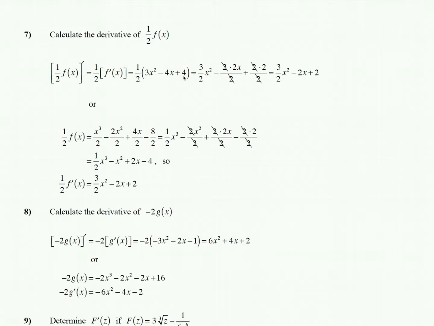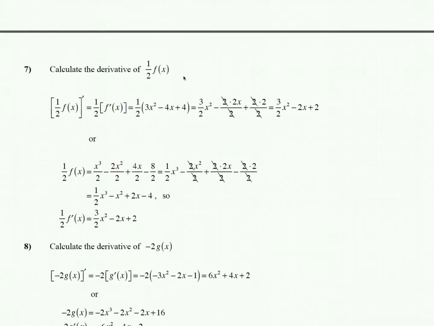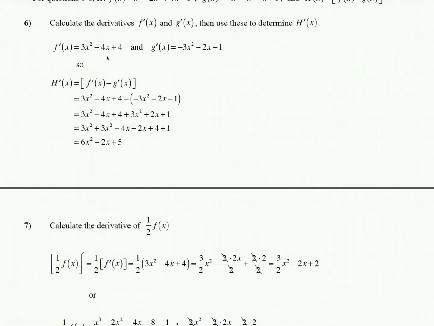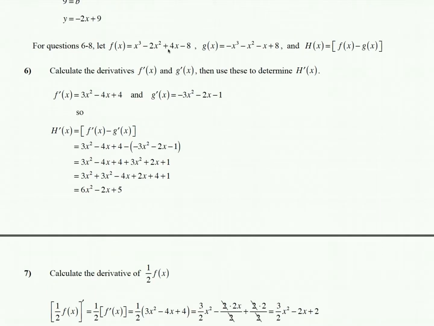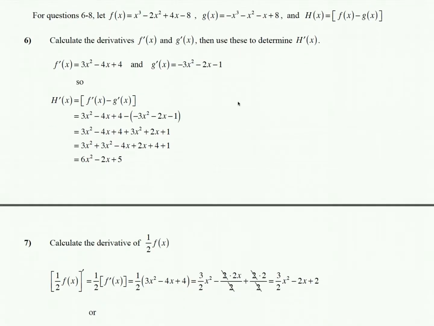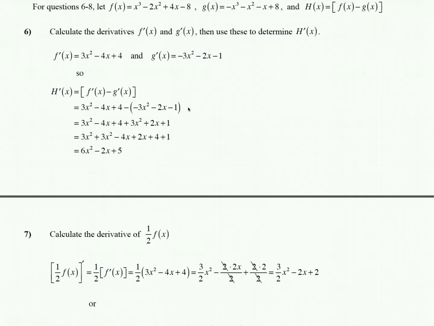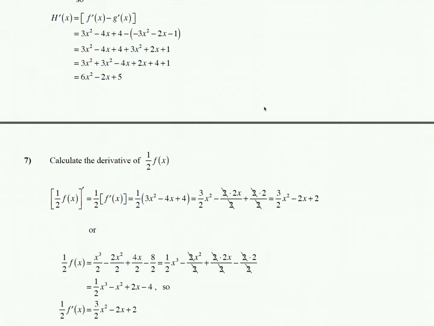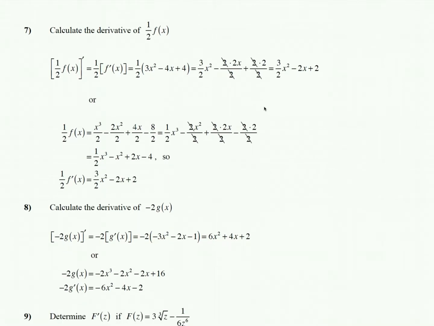So we saw before that the derivative of f of x, and let's take another look at f of x, x cubed minus 2x squared plus 4x minus 8. And we saw before that the derivative was 3x squared minus 4x plus 4. So there's the derivative, and I multiply a half times that derivative, and a half times 3 is 3 halves, a half times negative 4, and a half times positive 4 are shown here with the numerator factored.